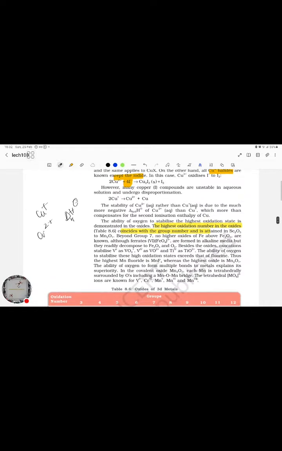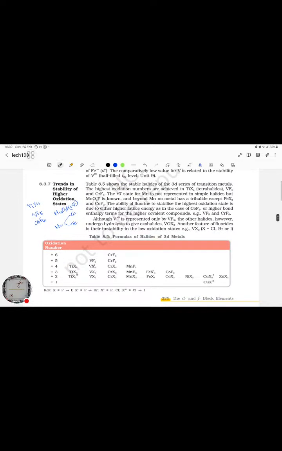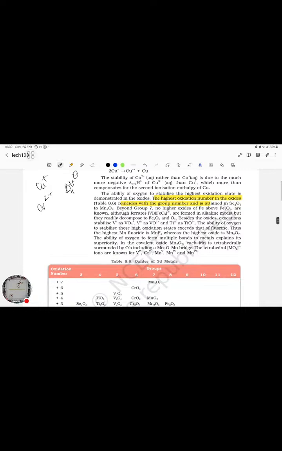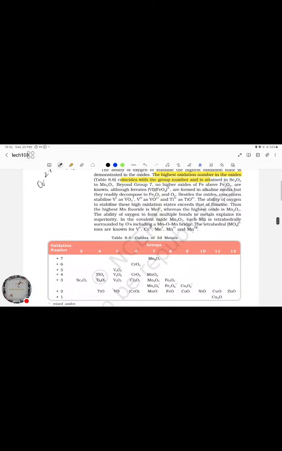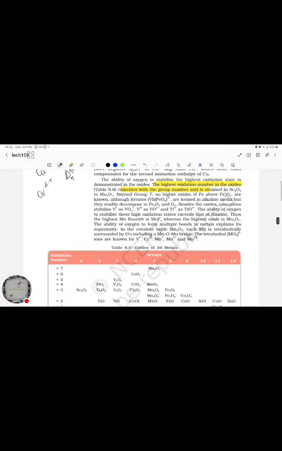Okay, we have seen about copper, we have seen the fluorides, why fluorides are more stable at the higher oxidation states, and we have seen the trends in stability of oxidation states. Moving on, now we will talk about oxygen. The ability of oxygen to stabilize the highest oxidation state is demonstrated in the oxides. As fluorine is the most electronegative element, the second most electronegative element is oxygen, and hence it will also have the ability to stabilize the highest oxidation states.